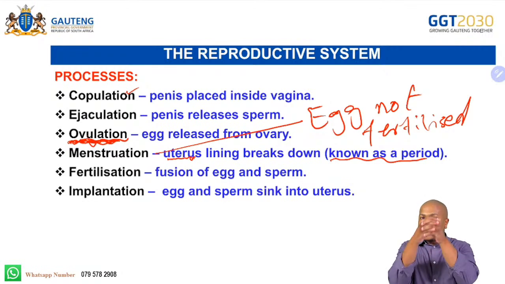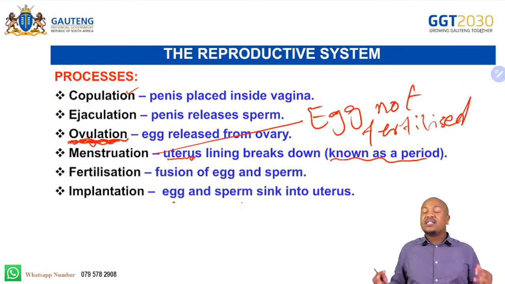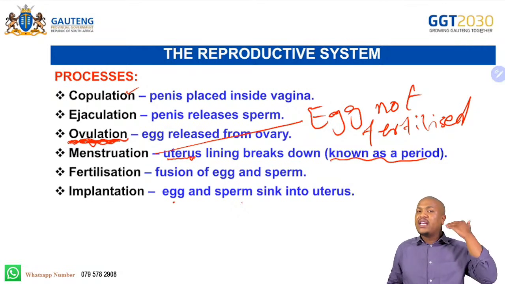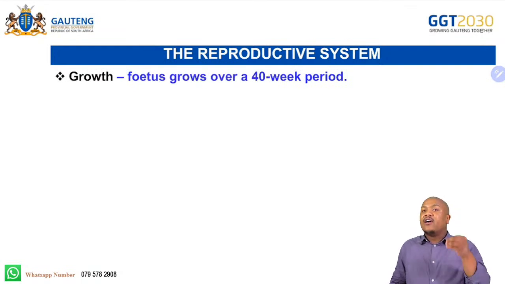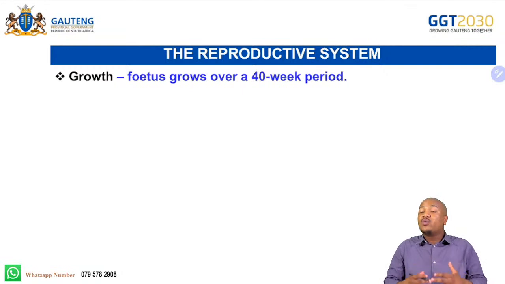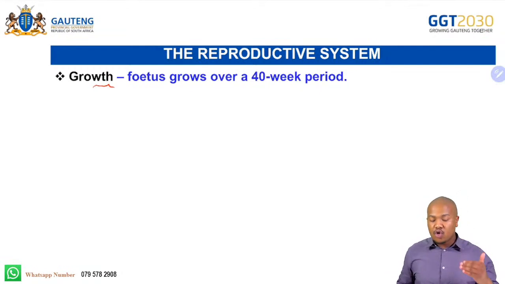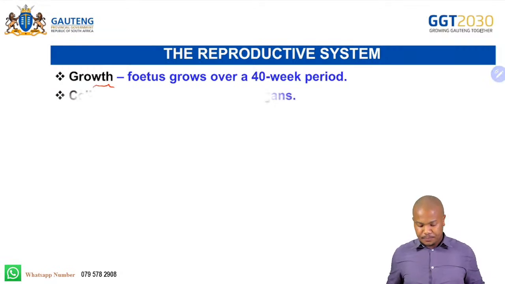And implantation now takes place, which is when you have the egg and the sperm cell sinking into the uterus, preparing for what? Preparing for maturity and growth, right? So after implantation has taken place, therefore we have growth. The baby starts growing in the uterus, or what we know as the womb of a female, right? So growth takes place, which is when the fetus grows over a 40-week period or a period of 9 months, known as the gestation period.